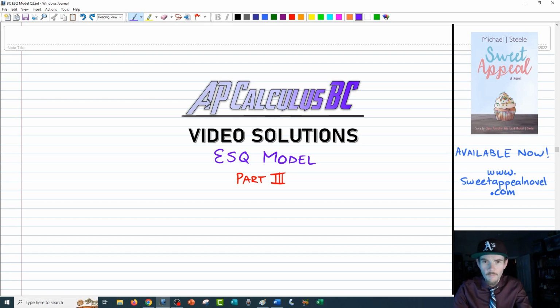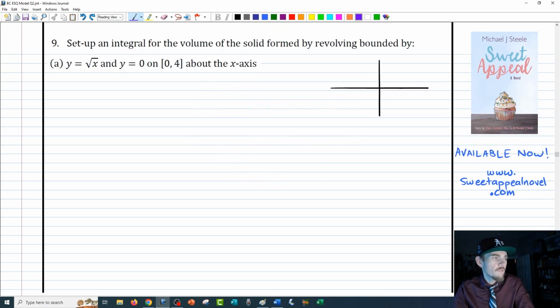So I'm going to move through it a little bit quicker and not do the slow, methodical, careful, let's make sure every base is covered method. It's an ESQ model for a course where every single person in here has passed Calculus AB already. I trust that your AB skills are fairly strong. Now, to kick things off, we're going to look at question number 9.